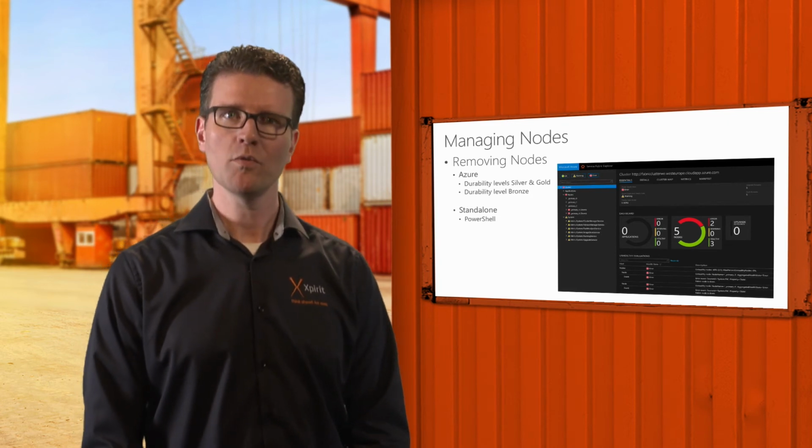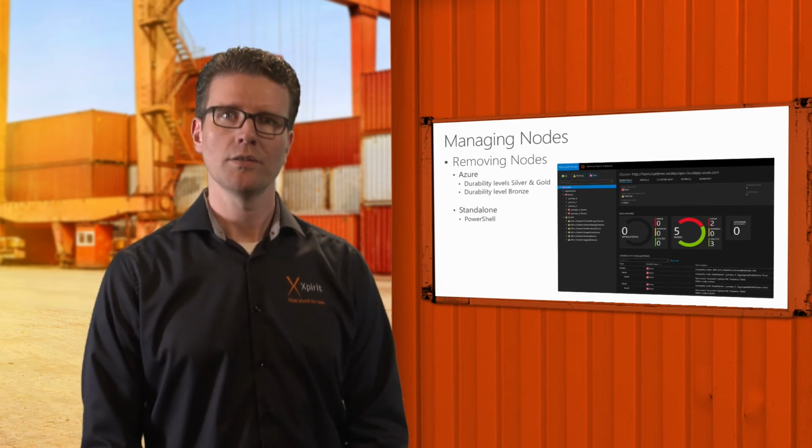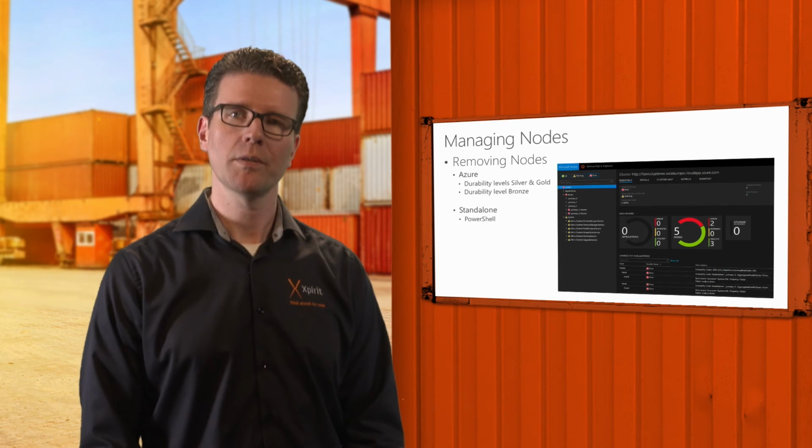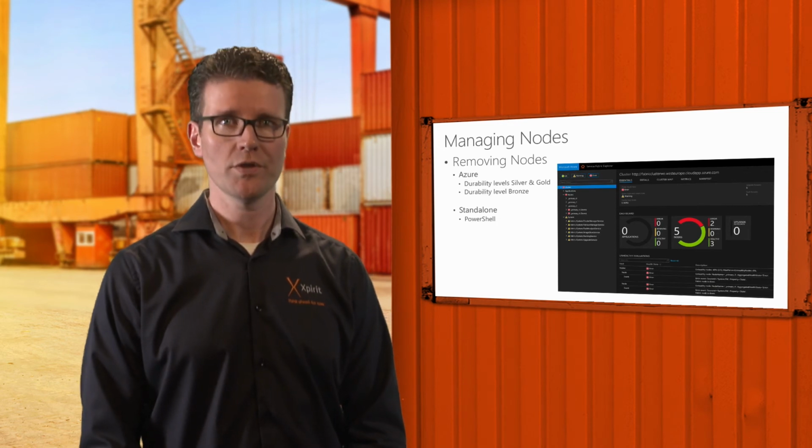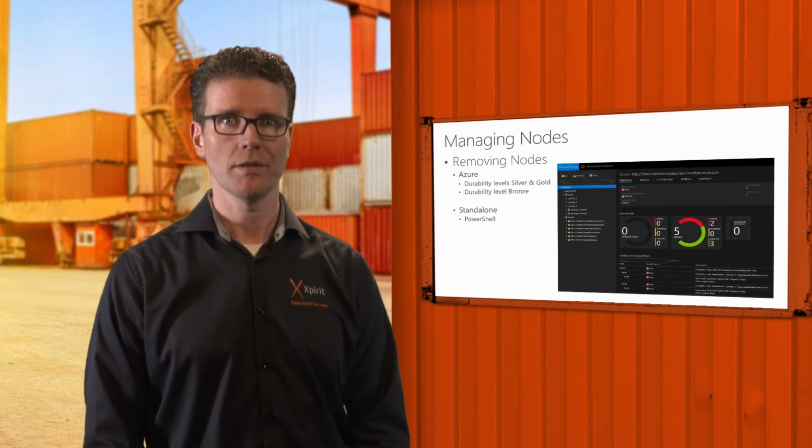Next, you need to remove the node from the cluster. To do this, you must run a PowerShell script called disable Service Fabric node for each node you want to remove, and then wait for Service Fabric to complete the operation.